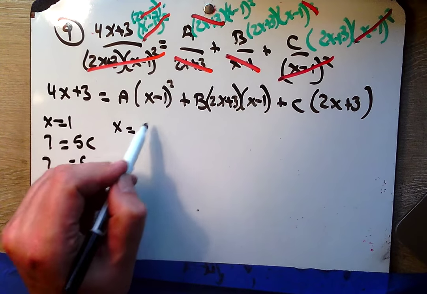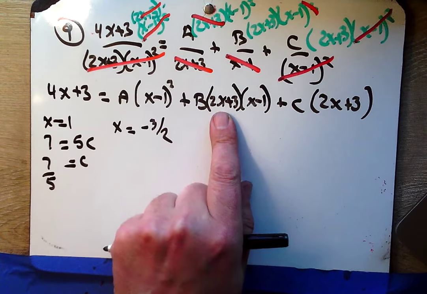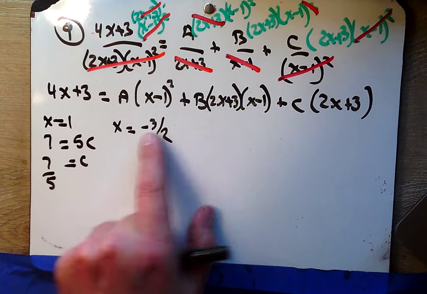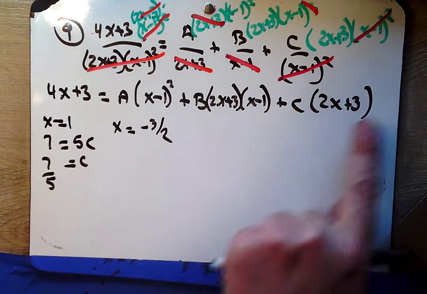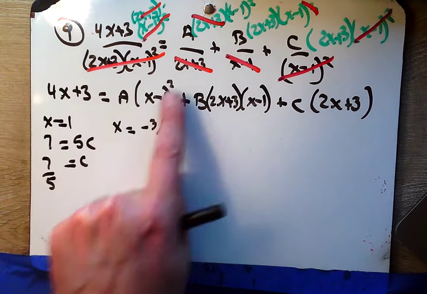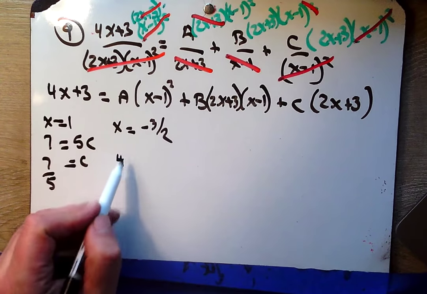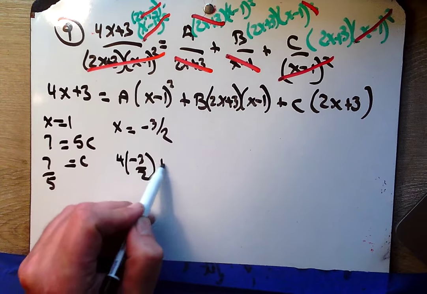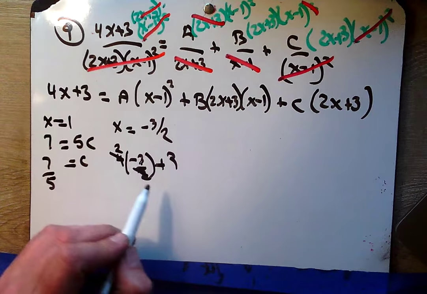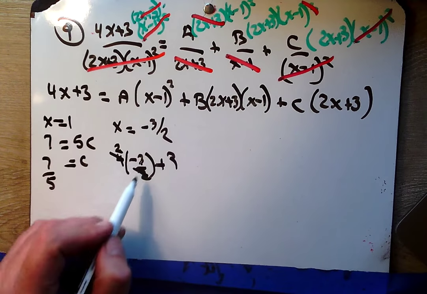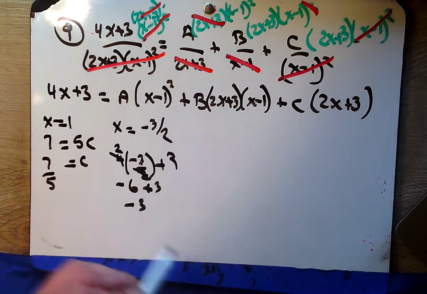If I make x equal to negative 3/2, that's going to turn this into 0, right? Because 2 times this will be negative 3, plus 3, 0. This all goes away. This also goes away. So really, I'm just plugging in the negative 3/2 here. What am I going to get? 4 times negative 3/2 plus 3. Well, there's some canceling, and negative 6 plus 3 is negative 3 on the left side.